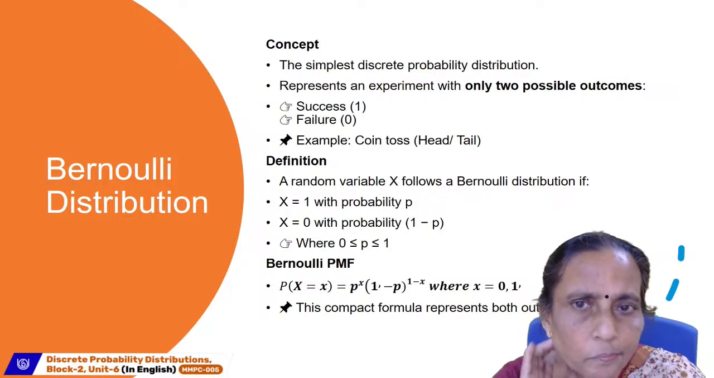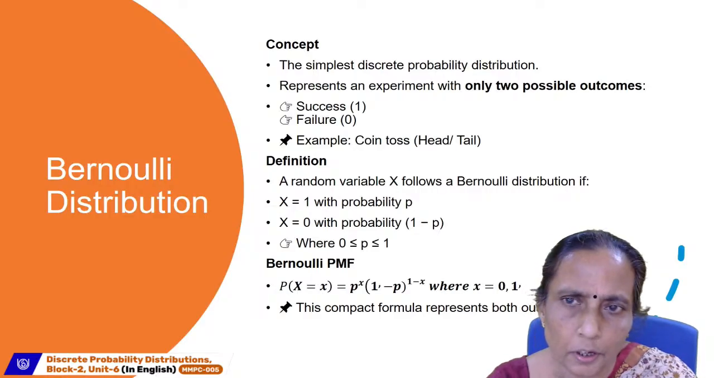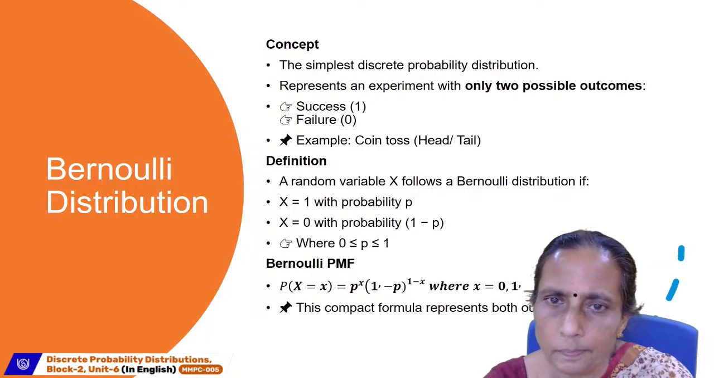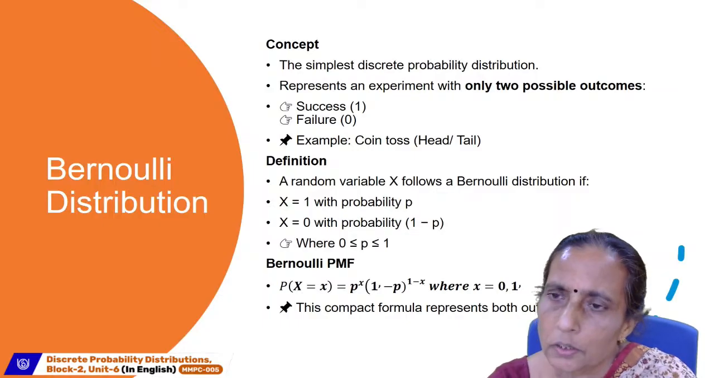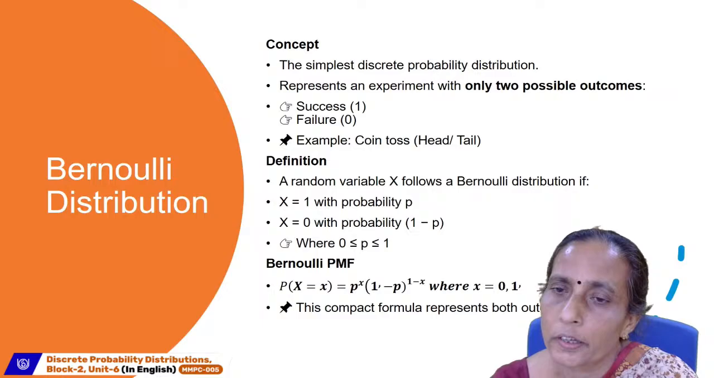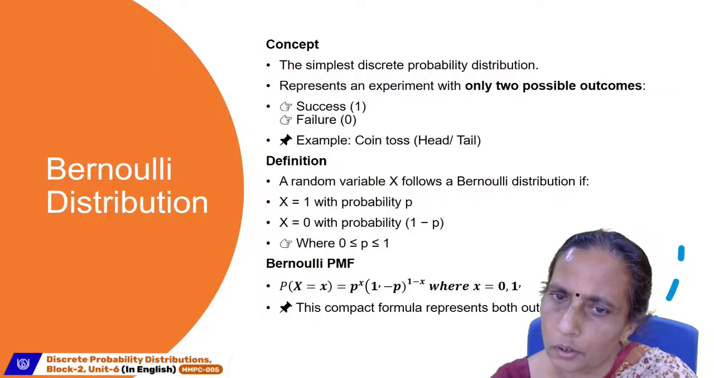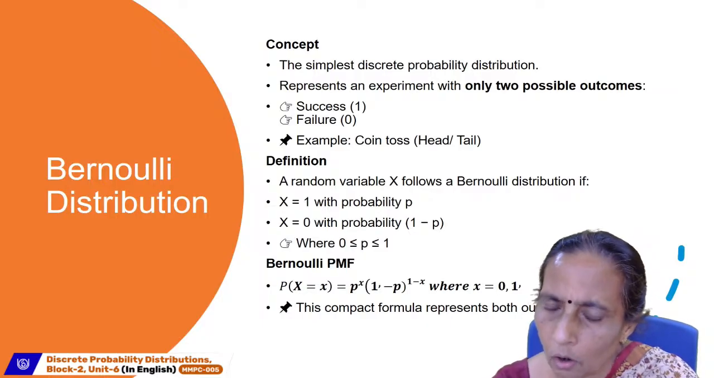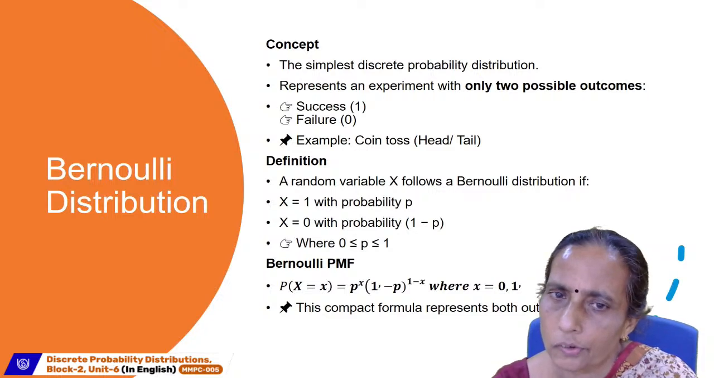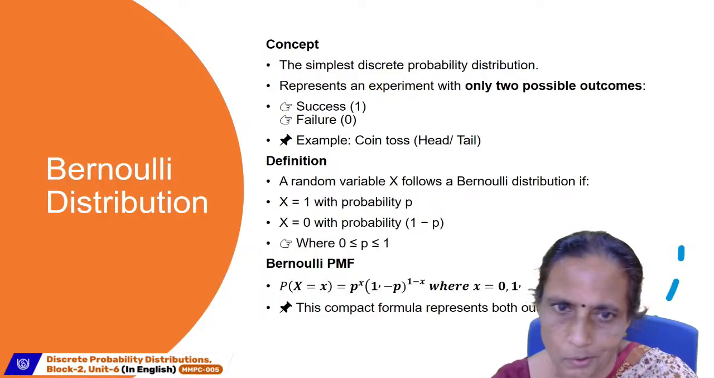The simplest of the discrete probability distributions is the Bernoulli distribution. It represents an experiment which has only two possible outcomes, success and failure. Success is represented as 1 and failure as 0. An example is a coin toss, which has only two possible outcomes, either head or tail. If you get a head, it is success; if tail, it is failure.